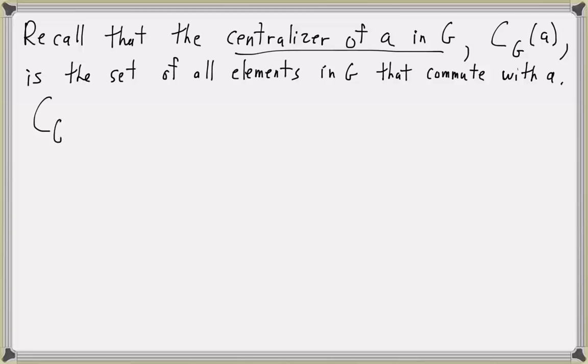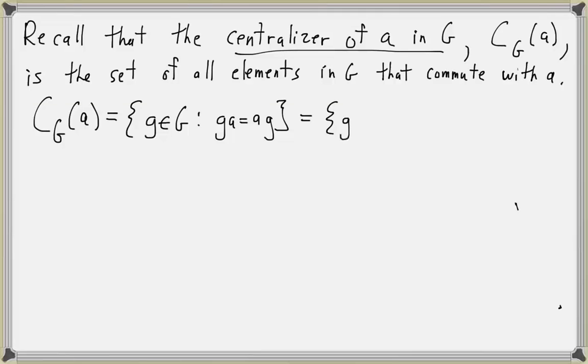So we have that the centralizer of A in G equals the set of elements g in G such that gA equals Ag. So this would be, again, the set of elements in G that commute with A, but equivalently, this is the set of elements g in G such that the conjugate gAg inverse equals A. So these are equivalent formulations of the centralizer of A in G. So let's state the following lemma. We'll call this lemma 1.